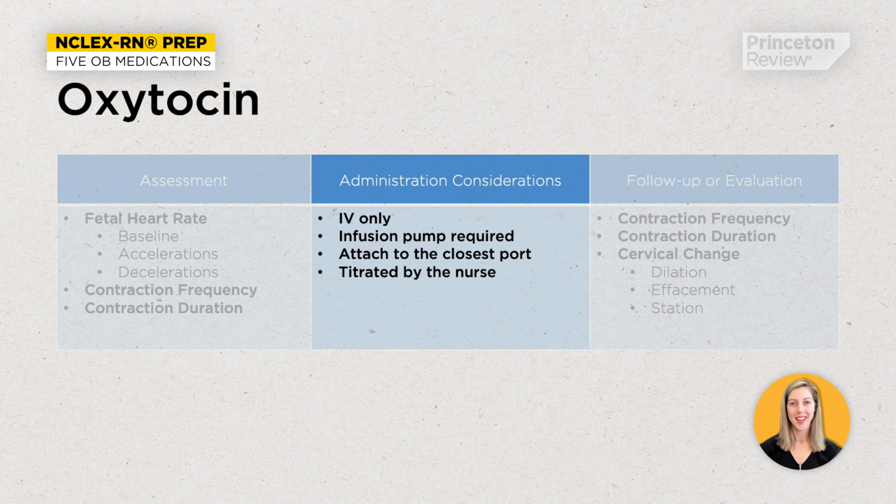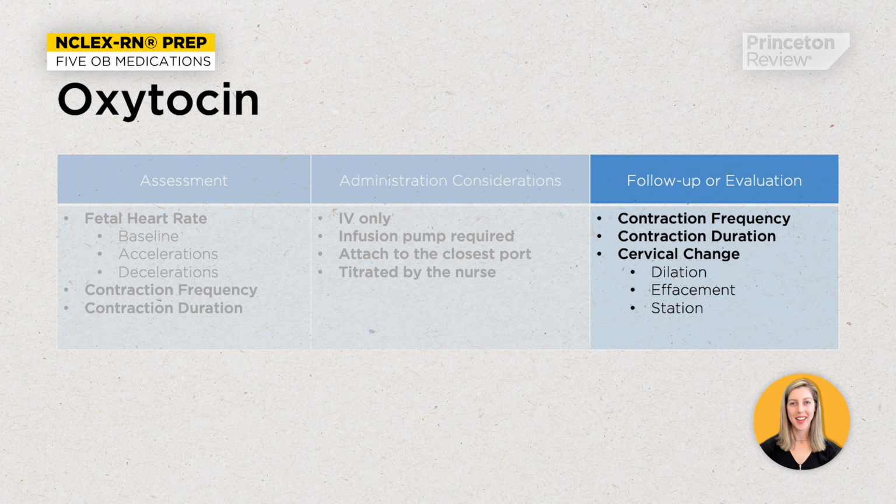For the administration, oxytocin is given via IV so that it can quickly be discontinued if any complications occur. It should always be administered with a pump, and it should be attached to the port closest to the patient to prevent an accidental bolus. Oxytocin is titrated by the nurse to achieve adequate contraction patterns, so dosing will vary.